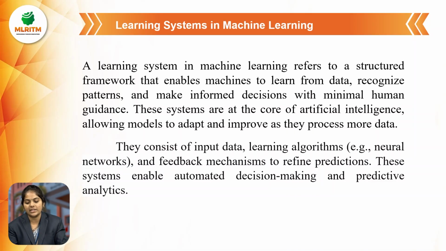So first we'll learn about what is the learning system in machine learning. A learning system in machine learning refers to a structured framework that enables machines to learn from the data, recognize the patterns and make informed decisions with minimal human guidance. These systems are the core of artificial intelligence, allowing models to adapt and improve as they process more data. They consist of input data, learning algorithms and a feedback mechanism to refine the predictions. These systems enable automated decision making and predictive analysis.